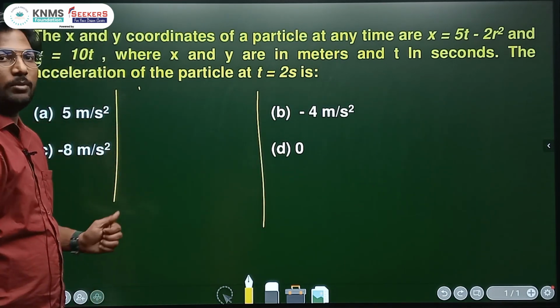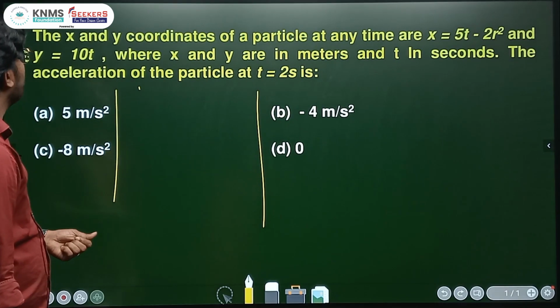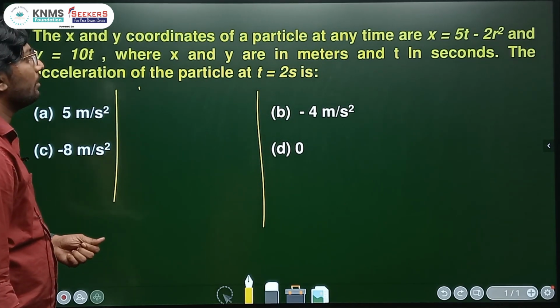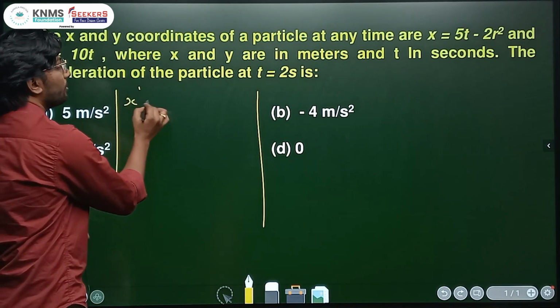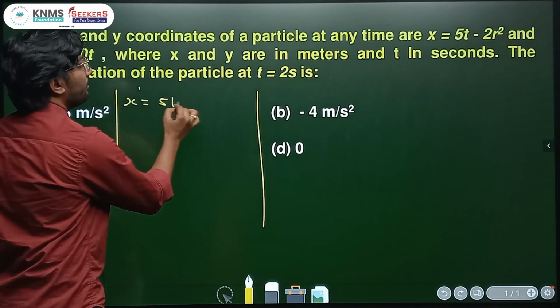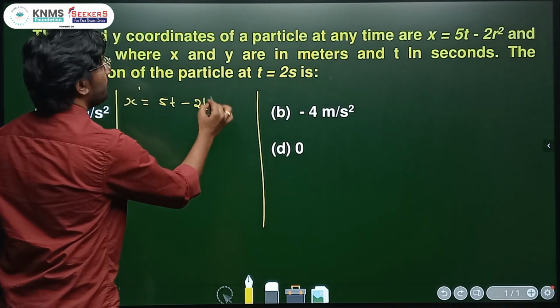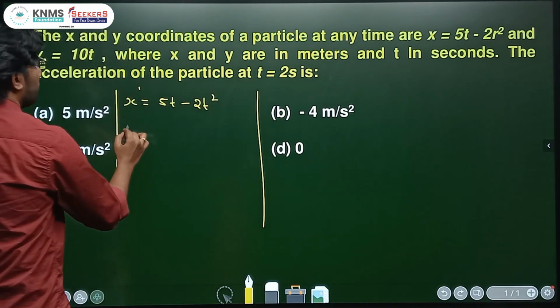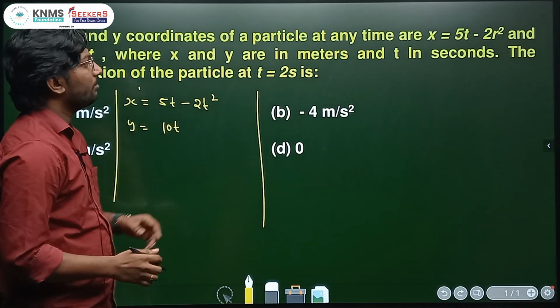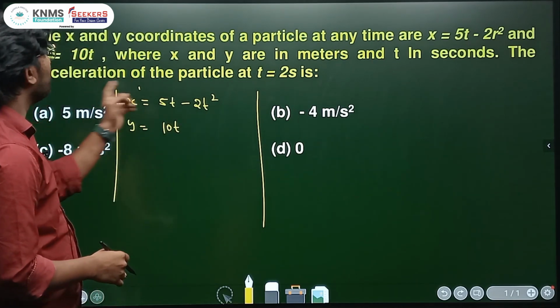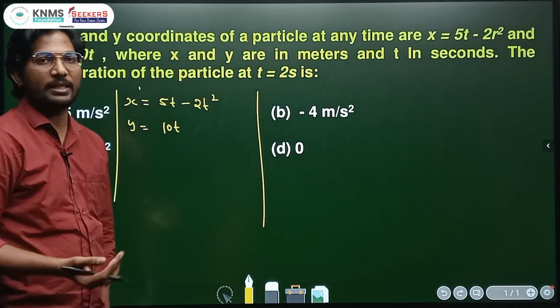So we'll see another question in this same topic. The x and y coordinates of a particle at any time are given as follows. The x position is given as 5t minus 2t square, and the y position is y equal to 10t, where x and y are in meters and t is in seconds. The acceleration of the particle at t equal to 2 seconds is.